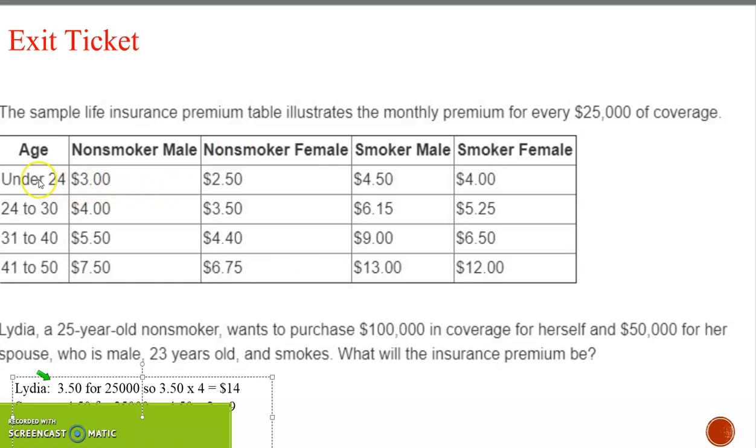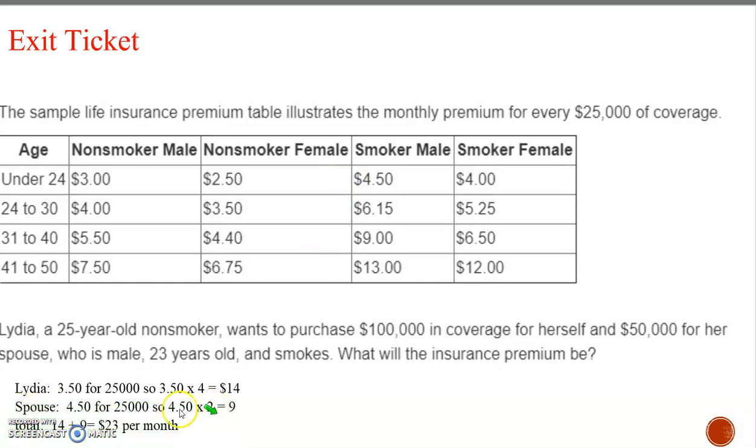Now her spouse is 23 years old. He's a male and he smokes. So for him, it would be $4.50 a month. I want $50,000 with the coverage. So remember, this is based on 25,000. So I would need 2 of those packages. So for the spouse, it would be $4.50 for 25,000, and I would need 2 of those. So $9 a month for him. And if you add it together to find the total premium, it would be $23 a month for both of them to have life insurance.